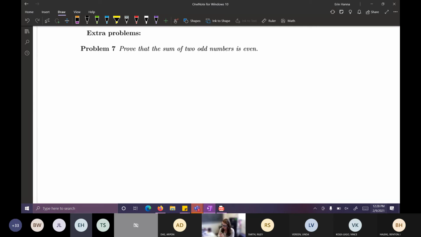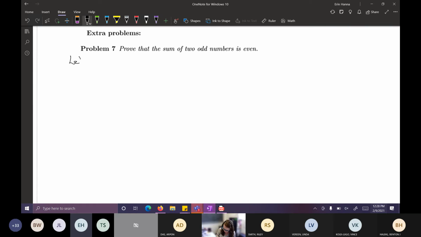So let's do this proof and then we'll do a table one. So prove that the sum of 2 odd numbers is even. This one's just going to be a direct proof. We're going to do a direct proof here. So the sum of 2 odd numbers is even. The first thing we need to do is set it up. So we need to essentially set up the fact that we have 2 odd numbers.